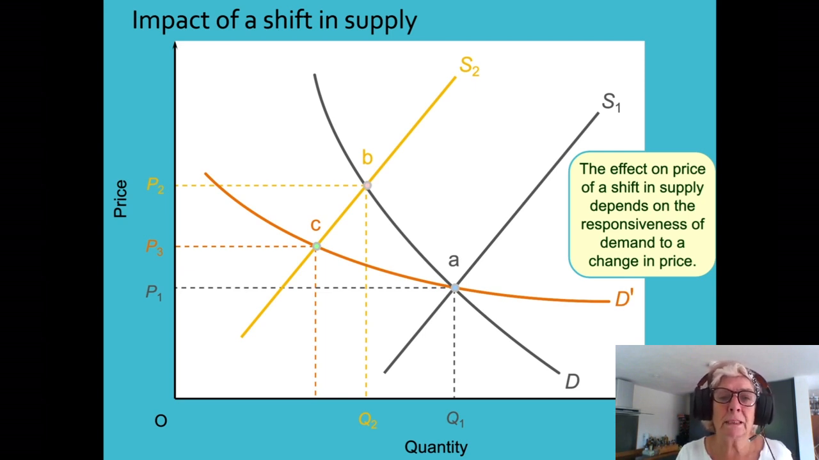So elastic demand will see a smaller change in price. Inelastic demand will see a bigger change in price when supply changes.